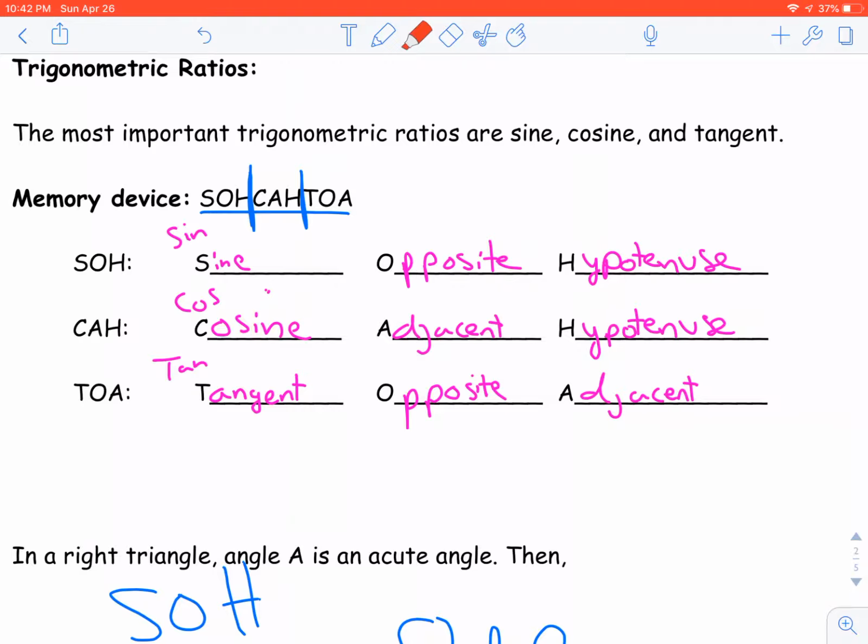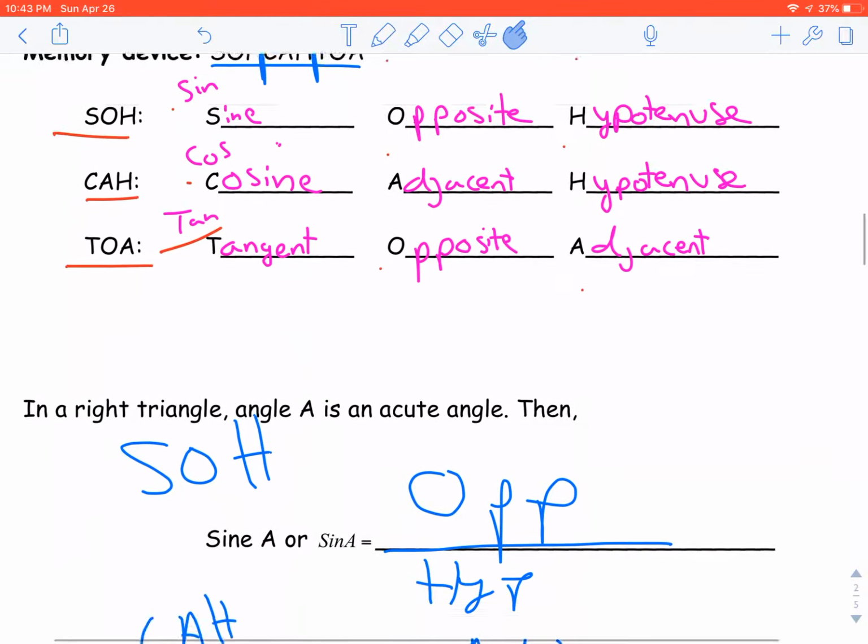First of all, the memory device or the acronym that's used to decipher what trig function is called SOHCAHTOA. So it's SOH, CAH, and TOA. And each one of those three acronyms tell you what part of the triangle you need to use. So if we're going to use the sine function, that deals with the opposite and the hypotenuse. If we were to use the cosine function, that deals with the adjacent and the hypotenuse. And if we were to use the tangent function, that deals with the opposite and the adjacent. Okay? Again, it'll make sense as we go through some of these examples.